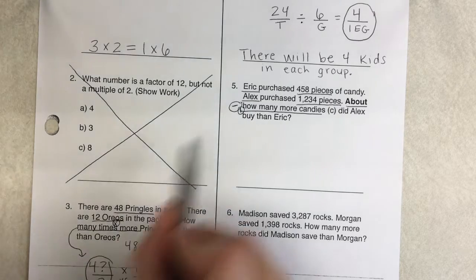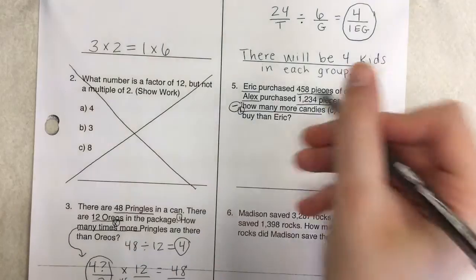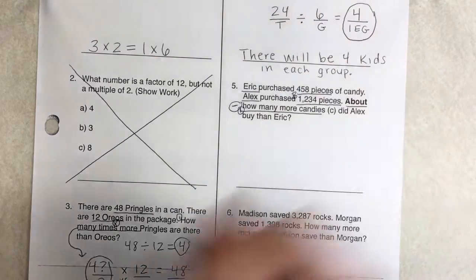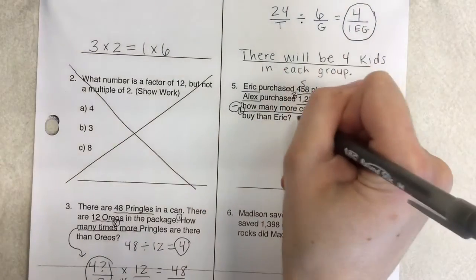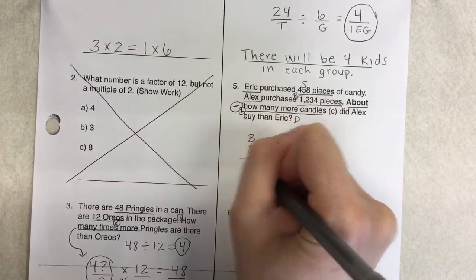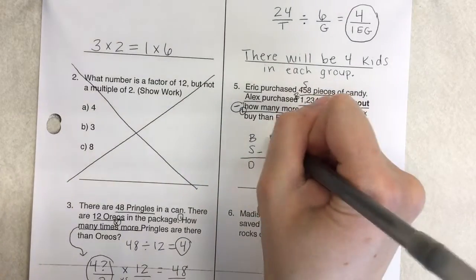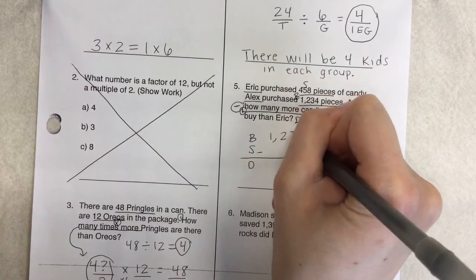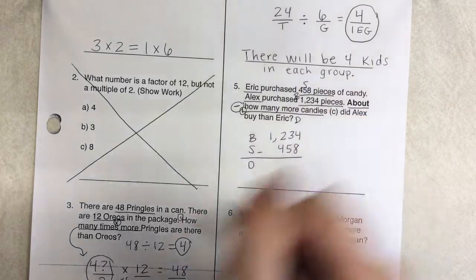So I know if I'm subtracting, I'm going to set up bigger minus smaller is going to equal my difference. So I can tell 1,234, that's my bigger number. 458 is my smaller number, and the difference is what I'm going to solve. So I can set up my problem here. Bigger minus smaller is going to equal the difference. So I'm going to set it up: 1,234 minus 458 is going to get me my difference.